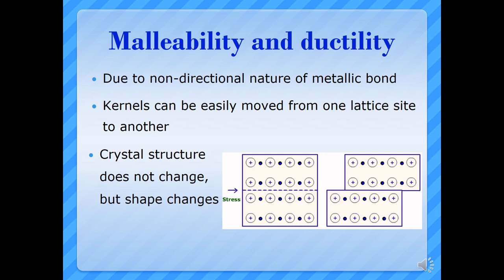When this kind of stress is applied, the kernels can easily be moved from one lattice site to another, as you can see in the figure. When you apply a force here using a hammer, the kernels will slide across to another part. This is what makes metals highly malleable and also highly ductile. The crystal structure does not change, but the shape will change.